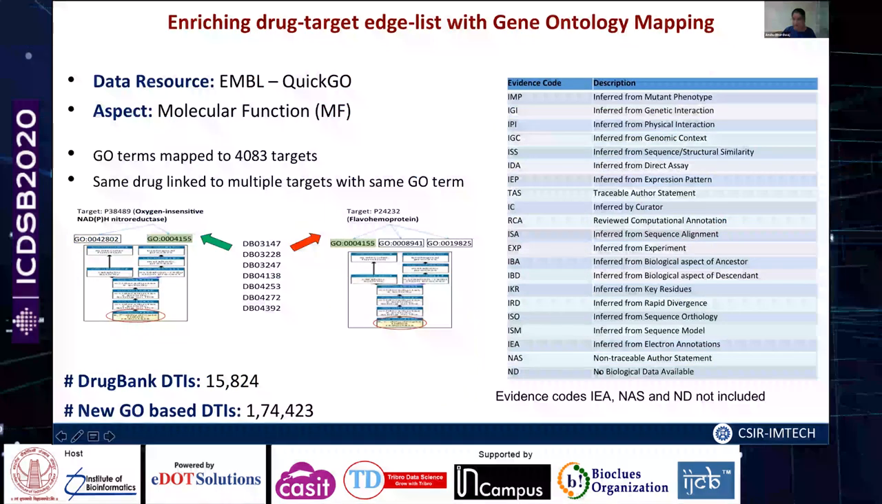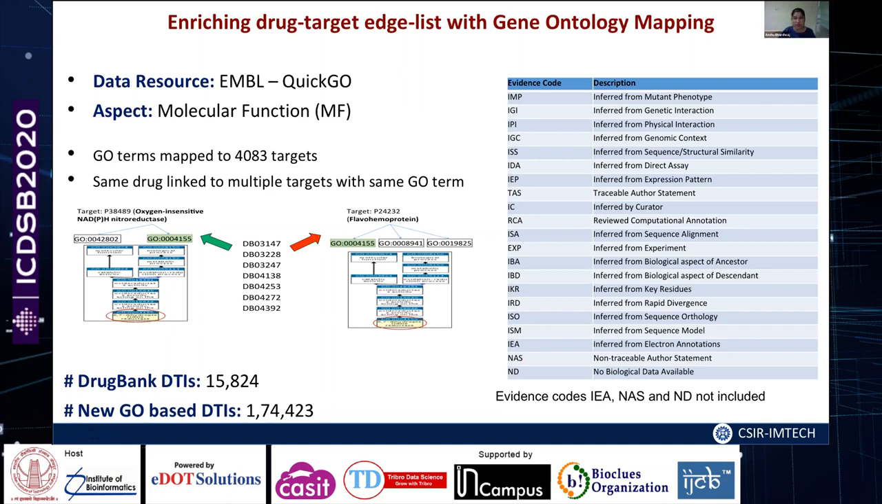So what we did was simply one thing. You have heard of gene ontology. We mapped each target to its gene ontology hierarchy, and wherever the leaf nodes were similar, we generated another edge between the drug-target interaction pairs, going from 15,000 DTIs to almost 174,000 DTIs. So basically, we enriched the network not by looking at the name of the target, but by looking at the function of the target.